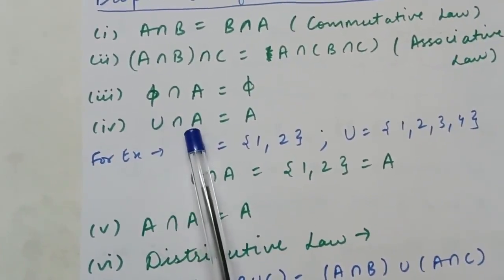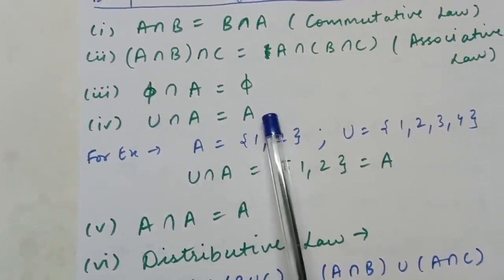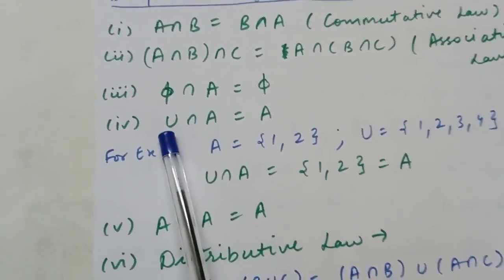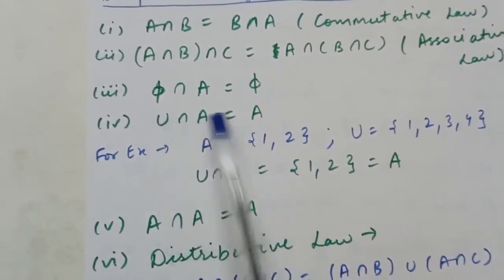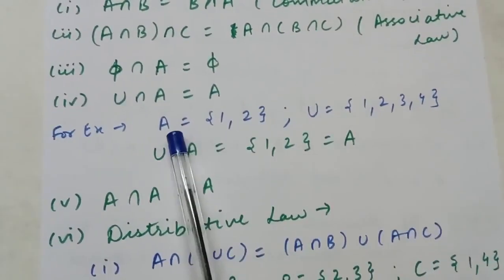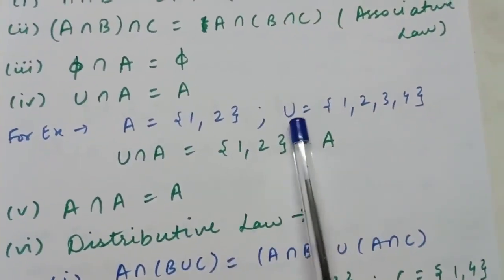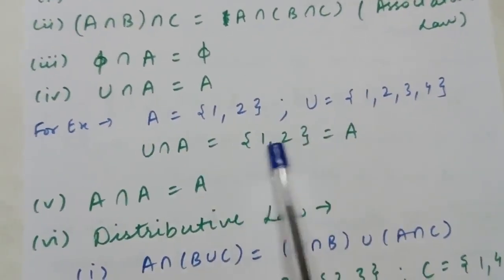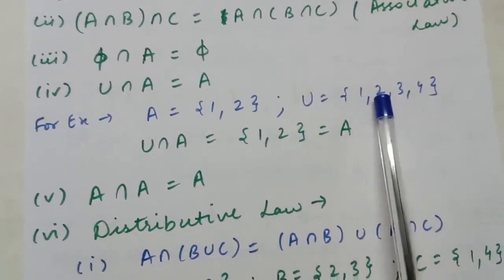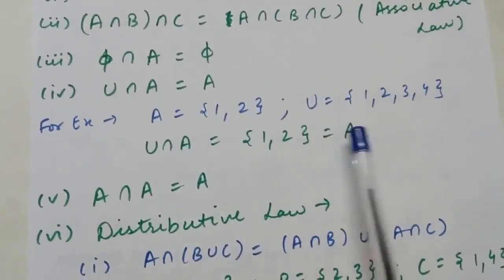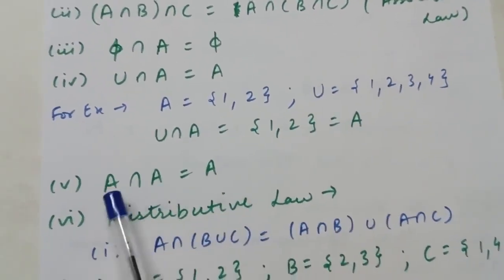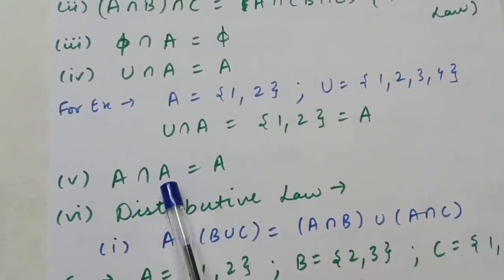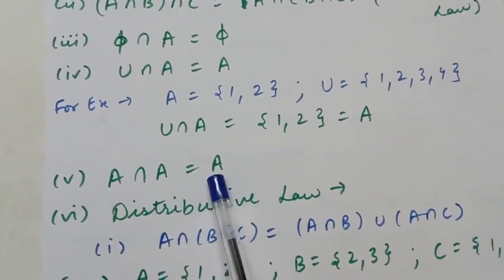Intersection of the universal set and the set A will always be A. Why? Because A is nothing but a subset of the universal set, so the intersection of these two sets will be A only. For example, if A is given to us as {1, 2} and the universal set is this, the common part is 1, 2. Because A is a subset of the universal set, the intersection will always be A. Now, A intersection A will be A. This is obvious: intersection of the same set will be the same.